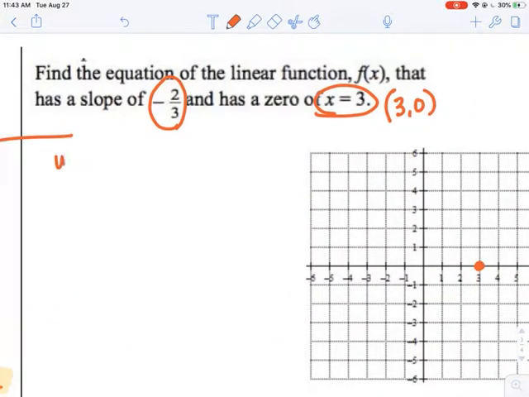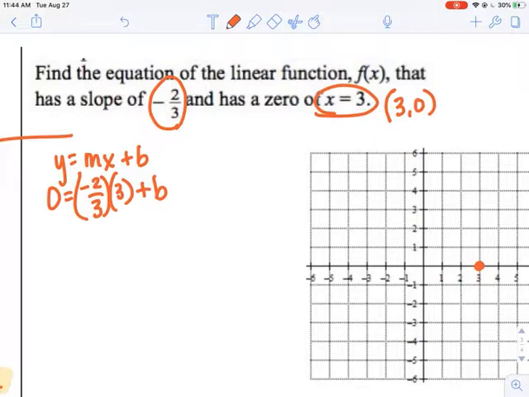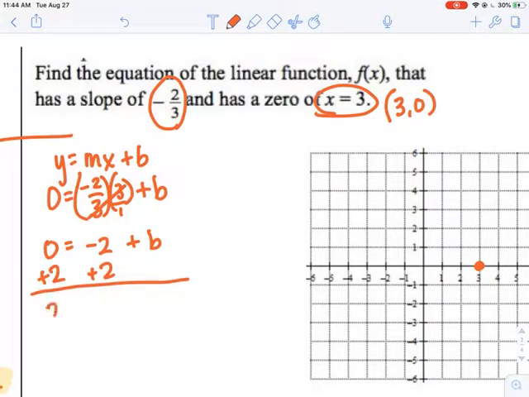So I have y equals mx plus b. They already tell me my slope. I know that x in this case is 3 and y is 0. I have plus b. 3 over 1, this would cancel here. Negative 2 plus b equals 0. Adding 2 on both sides, I have 2 equals b. So I know that my y-intercept is positive 2. This gives me my equation, y equals negative 2/3 x plus 2.